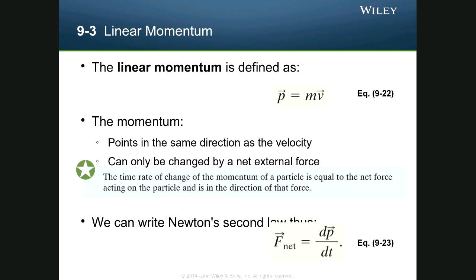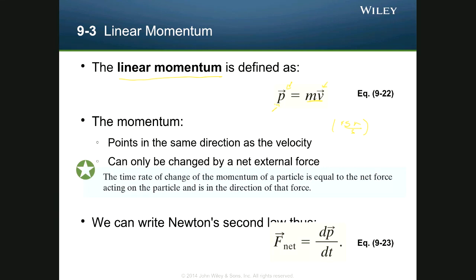So linear momentum, all right, we're introducing a new quantity. Linear momentum is equal to m times v. And you'll notice that momentum is described with a p, and it's a vector quantity. Now, one thing to notice about momentum, it does not have its own units. The units of momentum are kilograms meters per second, and that's it, okay? So the momentum points the same direction as the velocity. It's scaled by mass, and it can only be changed by a net external force.